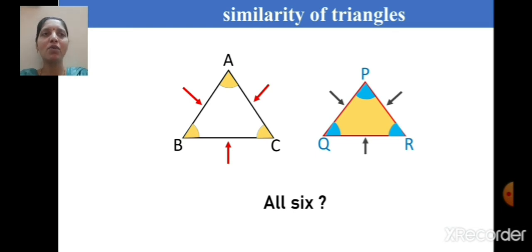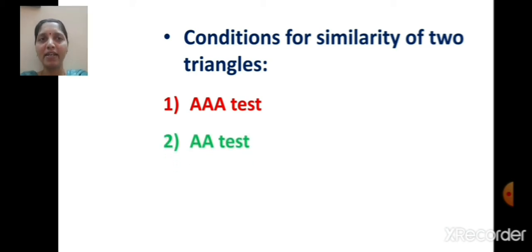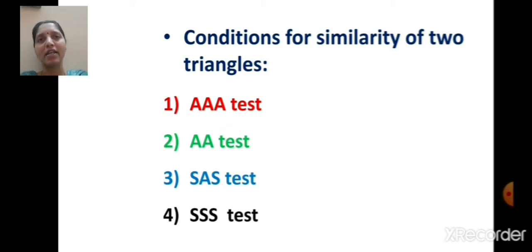Okay, so let's see what all conditions we have to show the similarity of 2 triangles. As you show the congruency between triangles, last year in 9th standard you learned how to show the different tests of congruency. Same way here we have tests of similarity between the 2 triangles. The first test we have to learn is the AAA test, then the AA test, third is the SAS test, and fourth is the SSS test.